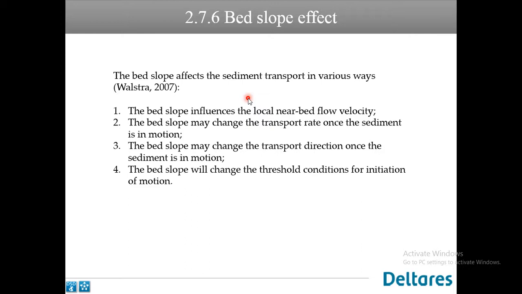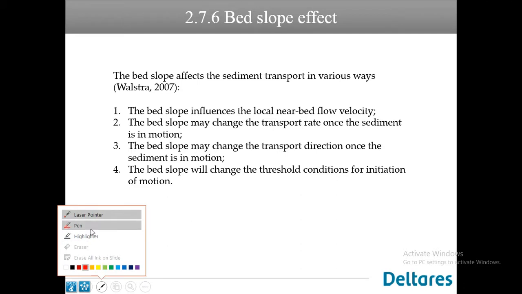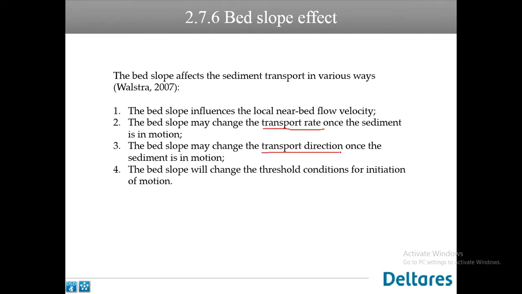And next one we have the bed slope effect, which can affect the sediment transport in various ways. The bed slope influences the local near bed flow velocity. The slope can change the flow velocity. Bed slope can also change the transport rate once the sediment is in motion. The bed slope also can change the transport direction, transport rate, transport direction, and it also can change the threshold condition for initiation of motion.